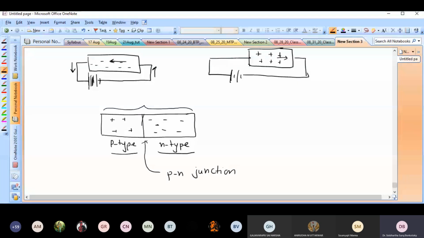But the point over here is that what you really have is a silicon crystal. One part of that has been doped with a trivalent impurity, giving rise to a p-type semiconductor. The other half is doped with a pentavalent impurity, giving rise to an n-type semiconductor. And the junction between them, this physical entity, is known as a p-n junction, because it is a junction between a p-type and an n-type.